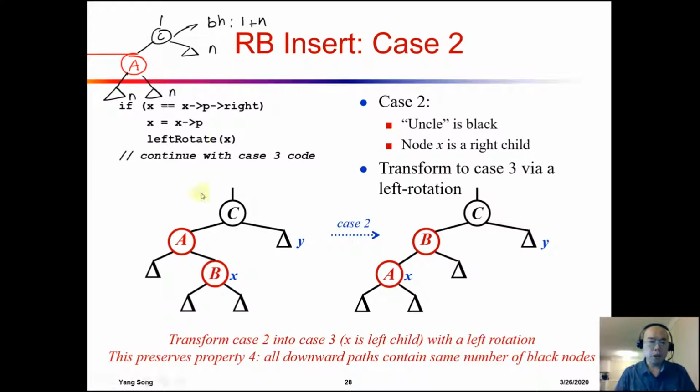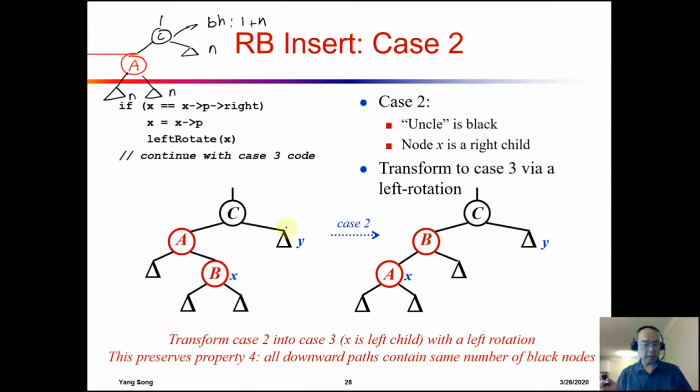Okay, so after we inserted B, now the tree will be like this. B's parent is a red node, and the new node X is a right child. The uncle, which is this part, is black. So what we are going to do in case 2 is a left rotation on A and B, making B the new parent. We are going to transform case 2 into the image on the right side.